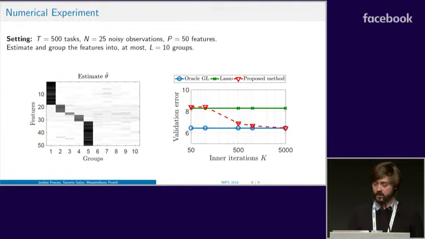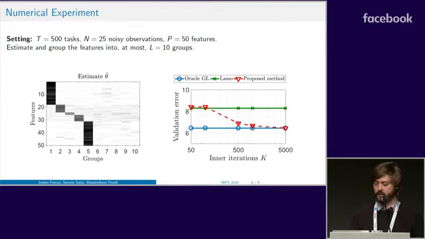So let's now take a look at some results. Here we would like to estimate theta star that I've shown in the previous slides. And to do so, we let our algorithm estimate and group the features into at most 10 groups. On the left side, you can see the recovered solution. It has correctly identified the first 5 groups, and correctly identified the next 5 ones as being empty.